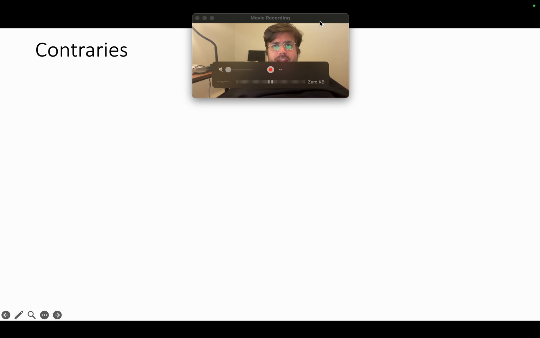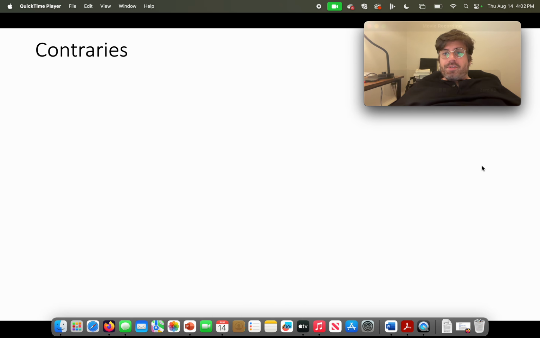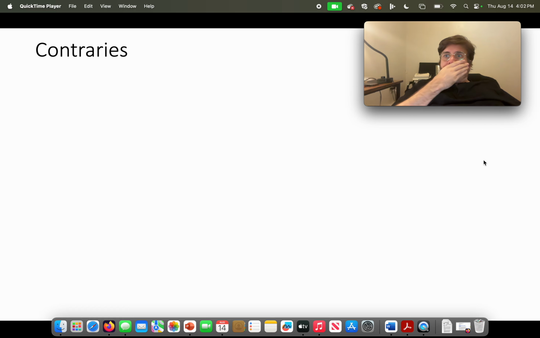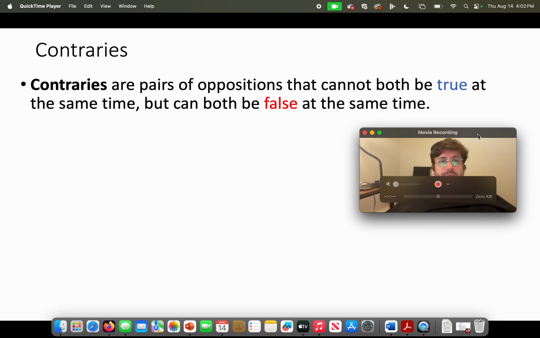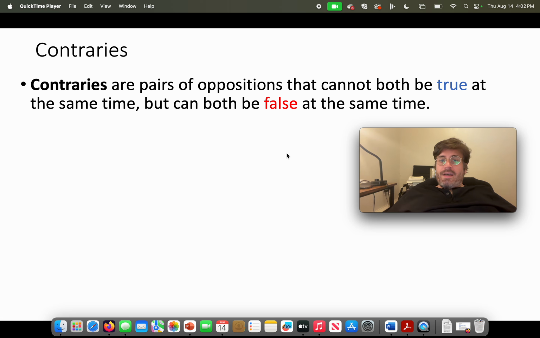Now I want to look at the next set of oppositions, known as contraries. Contraries are very similar to contradictories, but there's a slight difference in meaning and a slight difference in their arrangement on the square of opposition. Okay, contraries are said to be pairs of oppositions that cannot both be true at the same time, but can both be false at the same time.